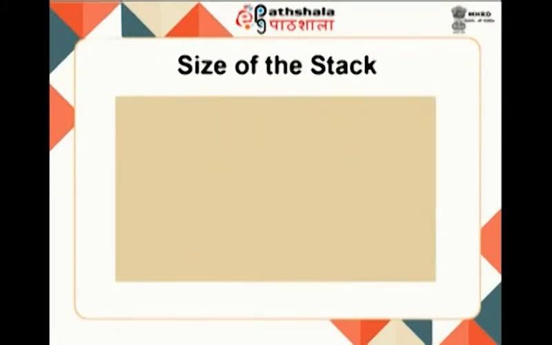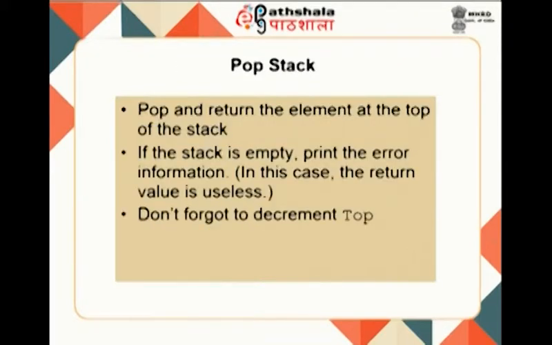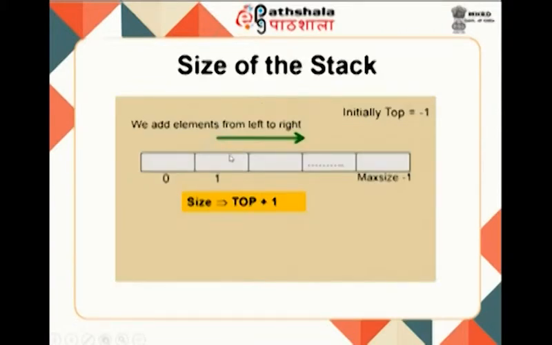Now, let us talk about the size of the stack. This is another operation. We always add the elements from left to right, and initially top is -1. So, you say size is equal to top plus 1. Whatever the top element is, plus 1, because you start from 0. Suppose you have 3 elements, then the indices will be 0, 1, 2. So top will be 2 and the size will be top plus 1, that is 3. That is as far as the size of the stack is concerned.